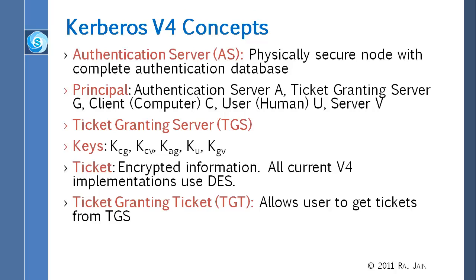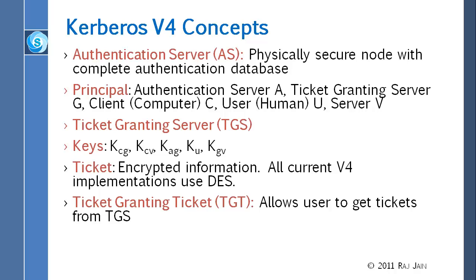Then the principals are the authentication server, which is denoted by the letter A, the ticket granting server G, the client computer C, and the user U. Now these 2 are separate. So my computer is separate from me. Somebody can take over my computer, or somebody can take over me. And so U is the user and C is the computer, and V is the server that I want to reach. That was the print server.